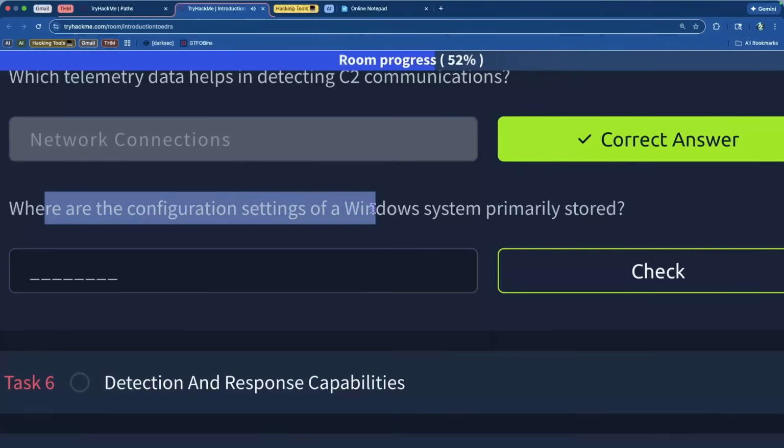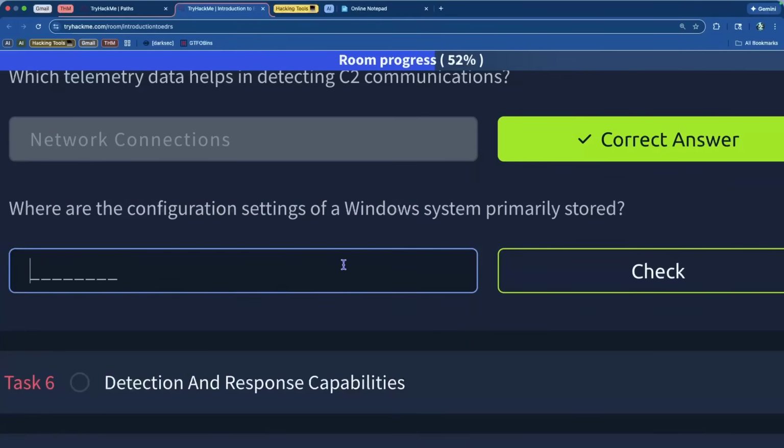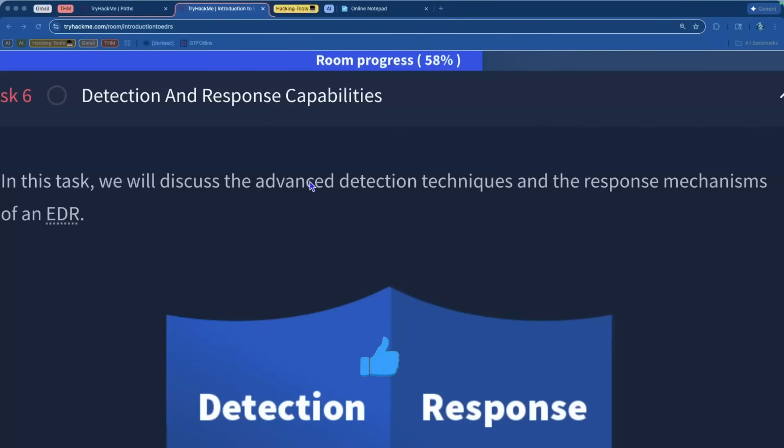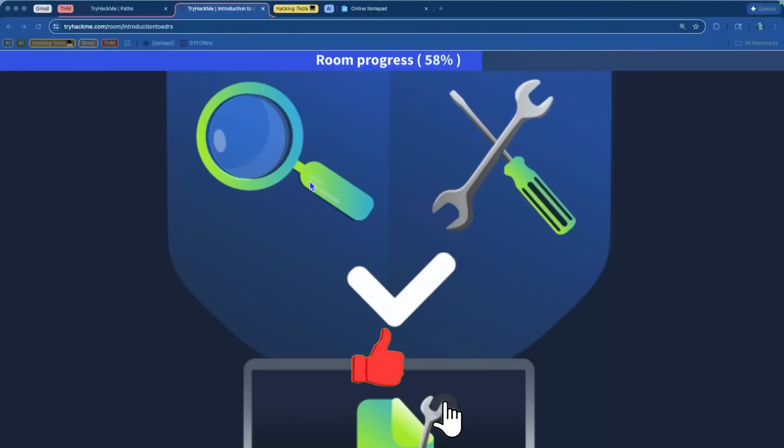And where are the configuration settings of a Windows system primarily stored? Configuration settings of Windows is inside a registry. Moving on to detection and response capabilities.